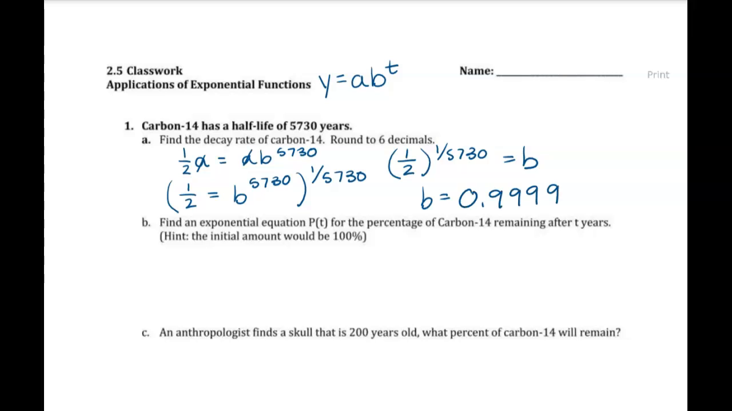I had to round to 4 decimal places, because if I rounded to 3, it would really just go to 1. And it's really not decaying if you multiply by 1, right? Because nothing would change.